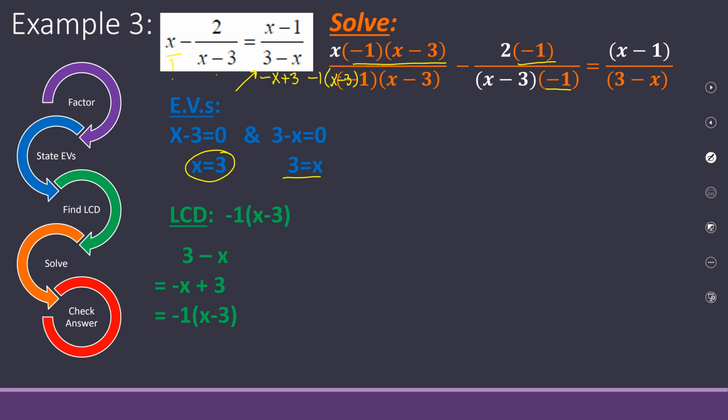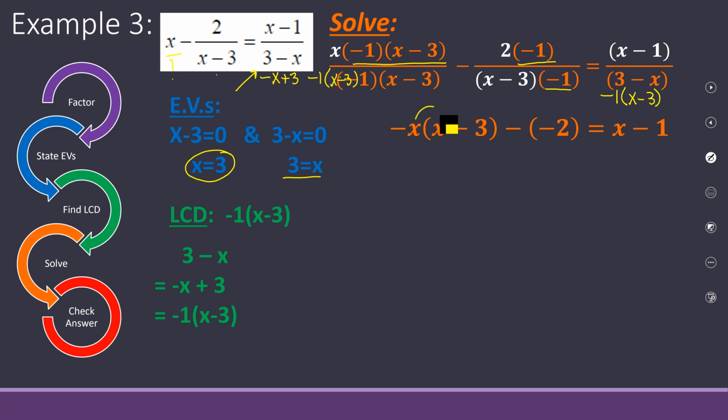And then our last term, that one was perfectly fine. Remember, 3 minus x is equivalent to negative 1 multiplied by x minus 3. So it's written differently, but it is the same denominator that the others have. Okay, drop those denominators, giving us x multiplied by negative 1, or negative x, and then multiplied by x minus 3, minus a 2 multiplied by negative 1, so minus a negative 2. And that numerator of the last term, what it equals, that just stays the same, x minus 1.